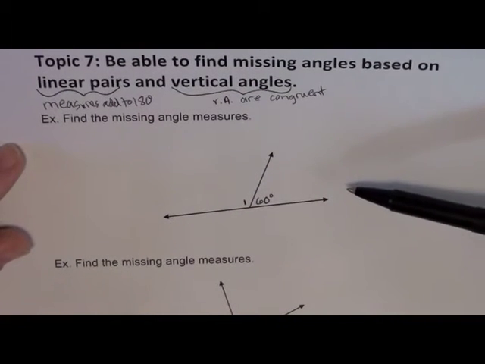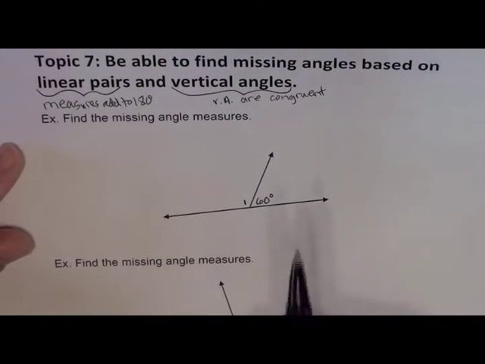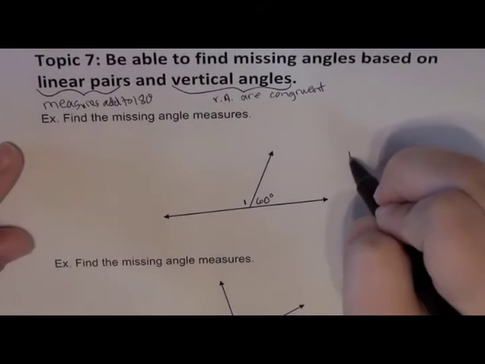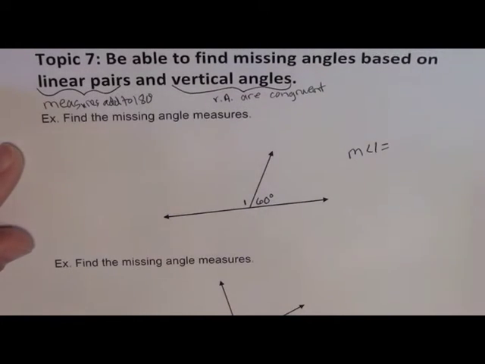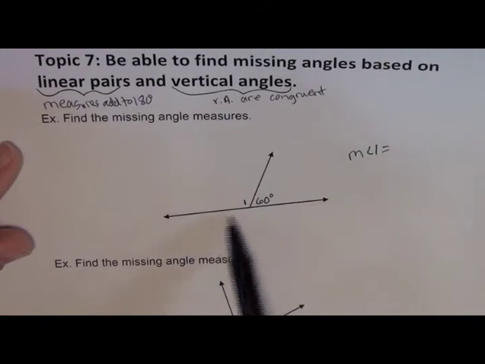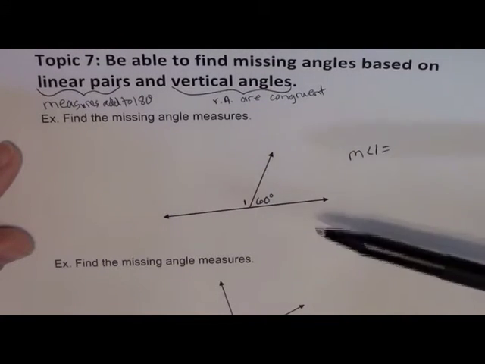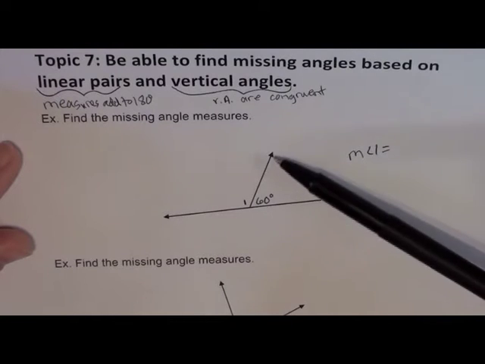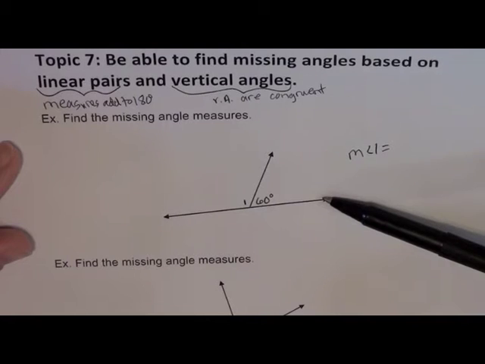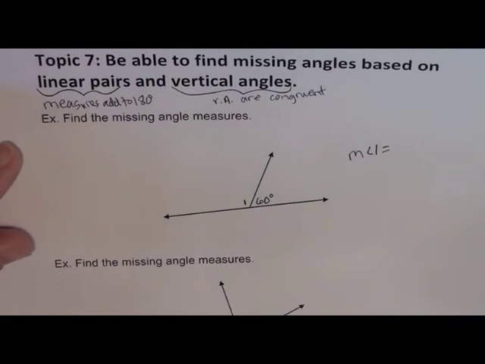So the first picture, find the missing angle measure. Here, we know that this angle is 60, this is angle 1, we're looking for the measure of angle 1. That's our question. And we need to look at the picture. Is this a linear pair or is it a vertical angle? Well, in order for it to be vertical angles, we would need to see an X, and I just don't see an X here. It actually kind of almost looks like a Y if you turn your head sideways. So definitely aren't any vertical angles.